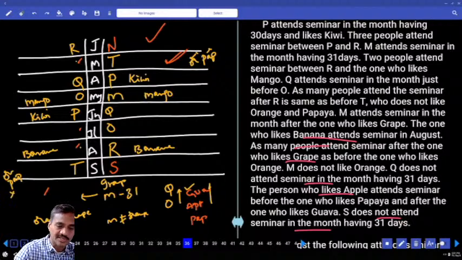Grapes and orange must be equal. We cannot have orange here. Hence grape cannot be here. Then what is the only possibility we have for these grapes? Grapes must be N. N must like grapes. Clear?